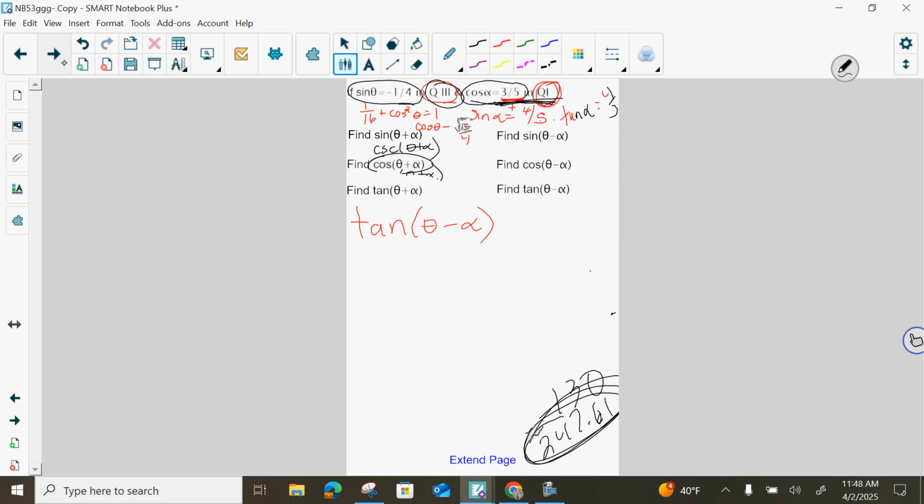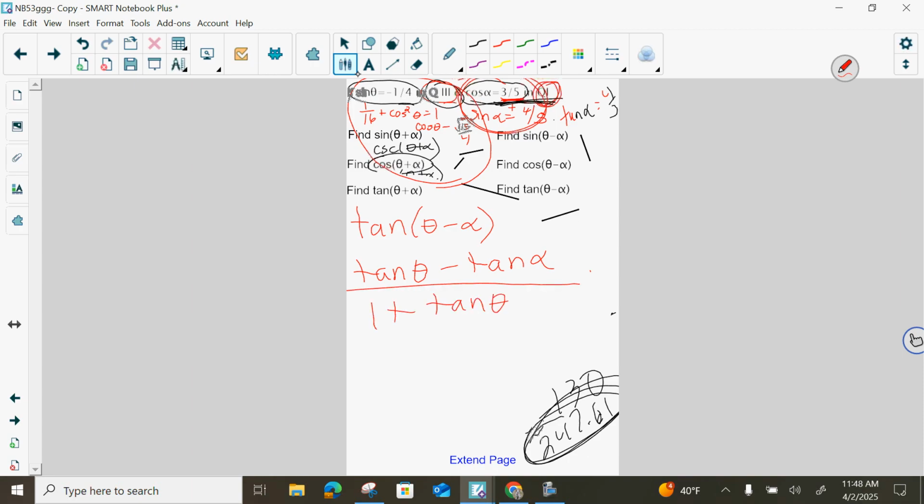But is it easier to plug in 4 items or 2 items? 2, right? So you already have sine and cosine of these guys, right? So I already have sine and cosine of those guys. So if I just do my tangent difference formula, and get my tangent, then I can just plug them all in. All right, give it a try.